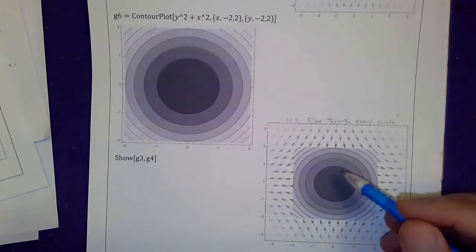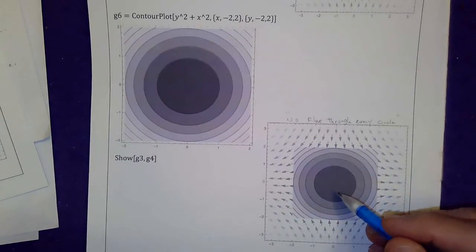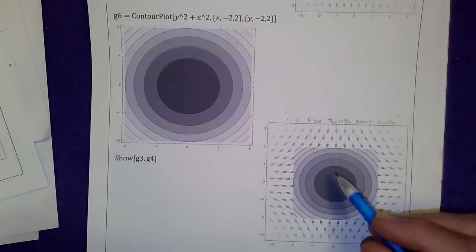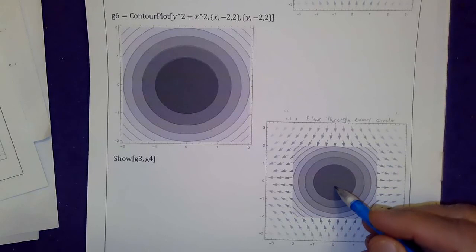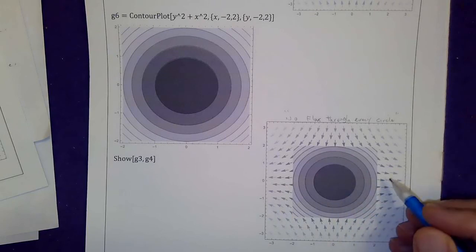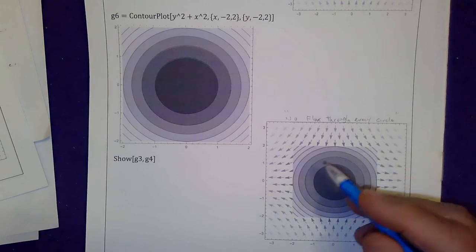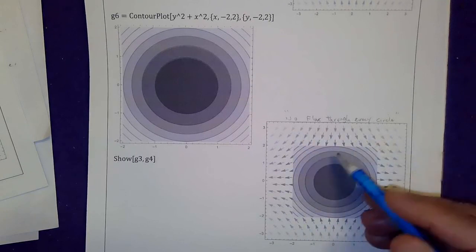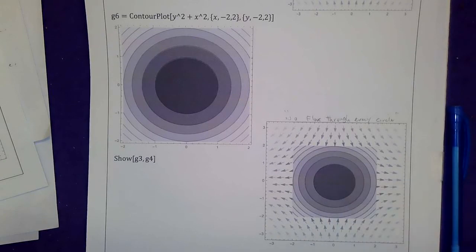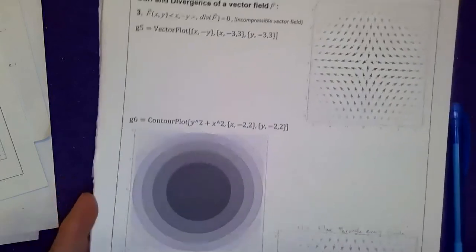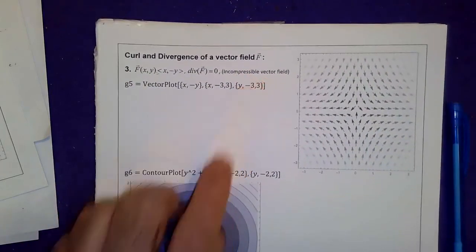Why? Because some of them are acting like going towards the center of these circles. The other ones are coming out of the circles. So what happens? They cancel each other out. So the net flux is zero. So there is no flux through the circles at any point in this field. And that's why this is called an incompressible vector field.